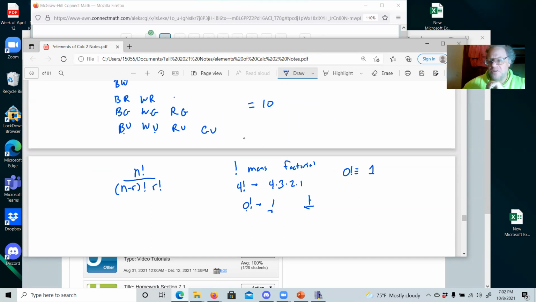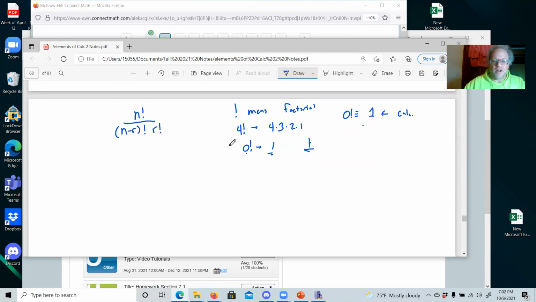There's also a way using calculus to get this as well. So there's also a calculus method. But for now, it's 1. You can think of it as how many ways there are to arrange no items. There's one way. You just look at it. It's like, hey, I've got an empty plate. That's great. That's my choice. So that's where we are.